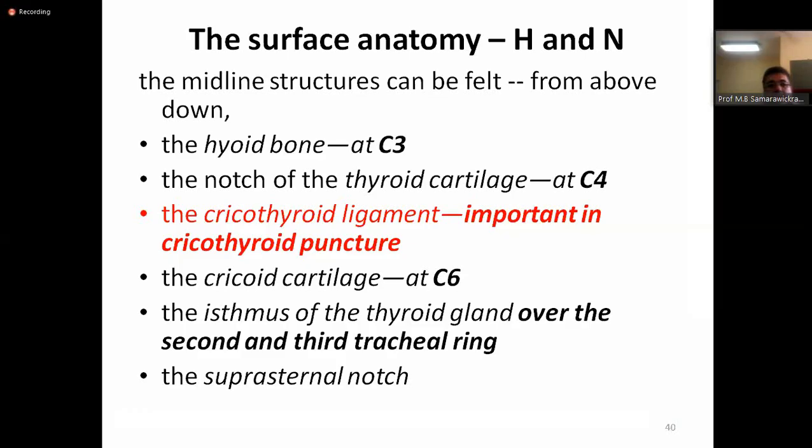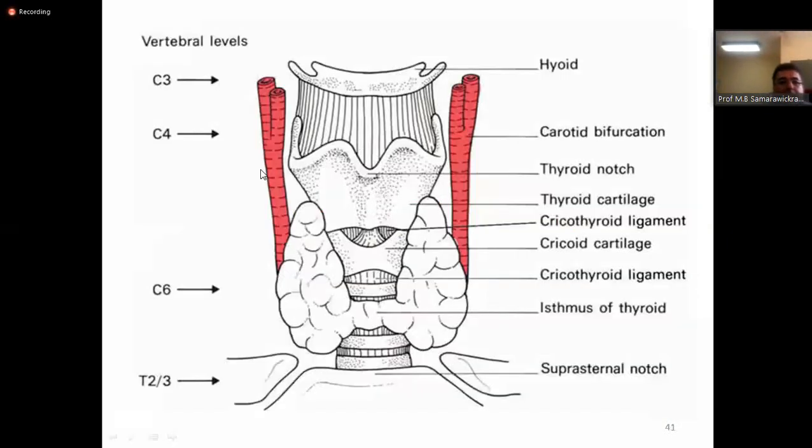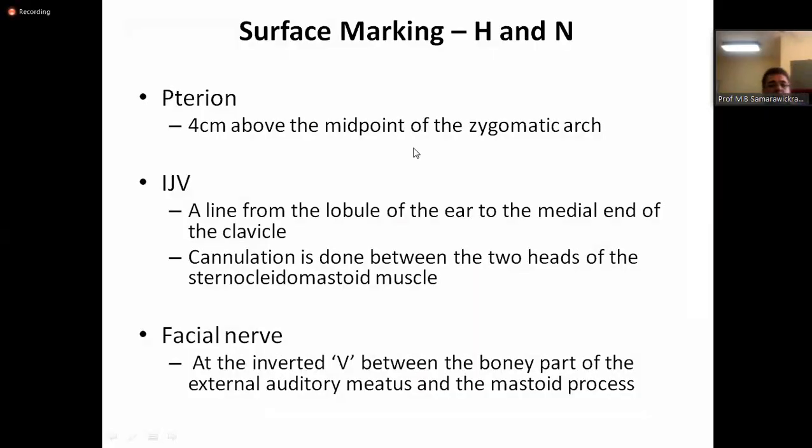Right. In the head and neck region, you should know what the midline structures are that you can feel. You can feel the hyoid bone, then the thyroid cartilage, then the cricoid cartilage at the C6 level. Then you get the thyroid isthmus below the cricoid cartilage, which overlies the second to fourth tracheal rings, and then the suprasternal notch.